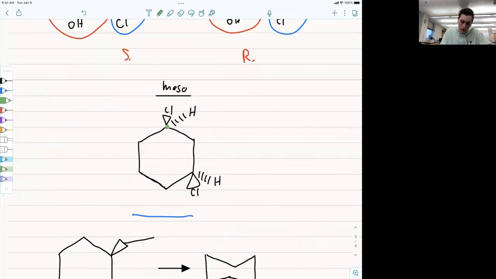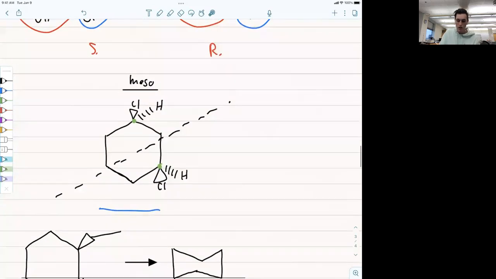I have one up here and I have one down here. So now I have to look at, this one's a stereocenter and this one's a stereocenter. So is this molecule chiral? And the answer is no. The reason for that is if I were to take a mirror and put it right between that molecule right here, I would have the exact same thing on this side and on this side.